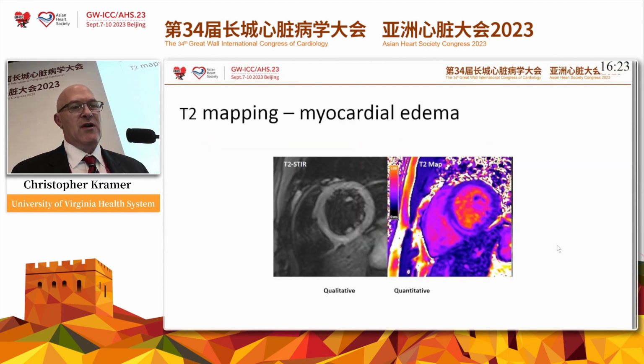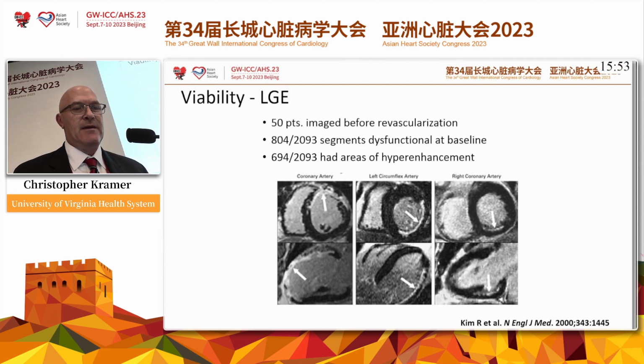Another technique to be aware of is T2 mapping. This is a patient with myocarditis. An older technique here of T2 imaging. It's hard to see, but there's a little area of bright signal in the infraseptum. But on T2 mapping, it becomes quite obvious where that area of high signal is in the midwall of the infraseptum. That's an area of myocardial edema and high T2. And it's a quantitative technique.